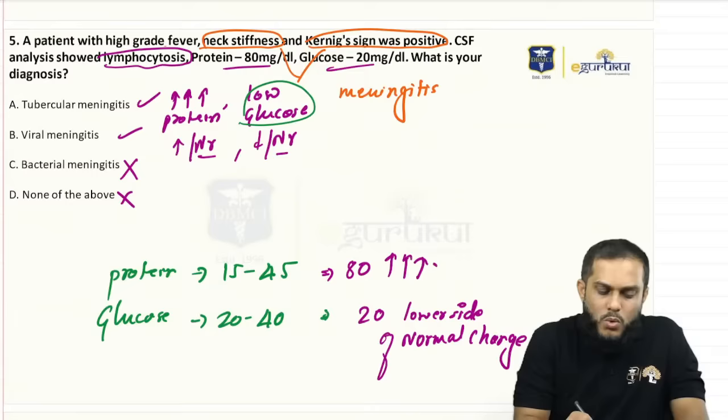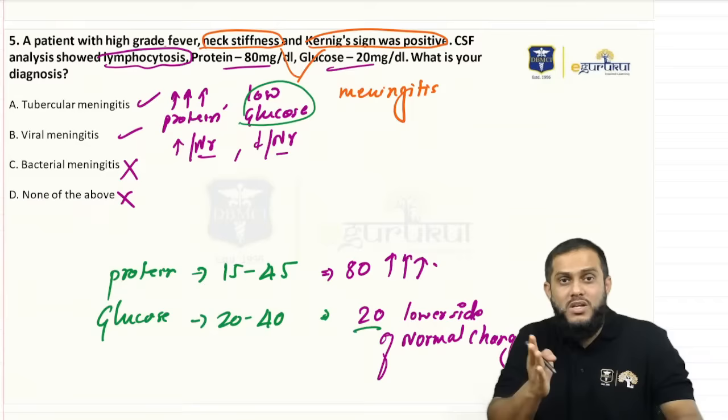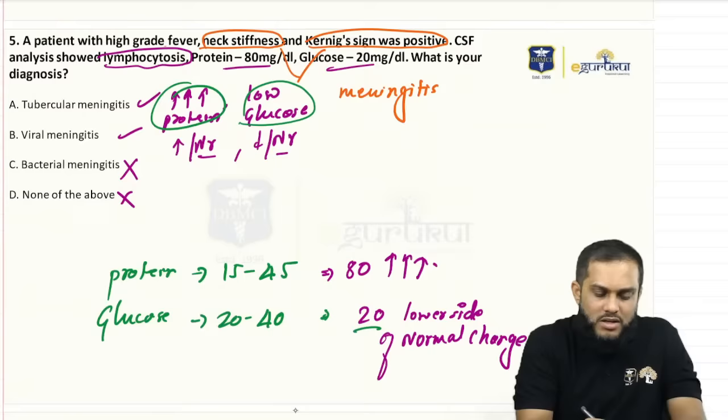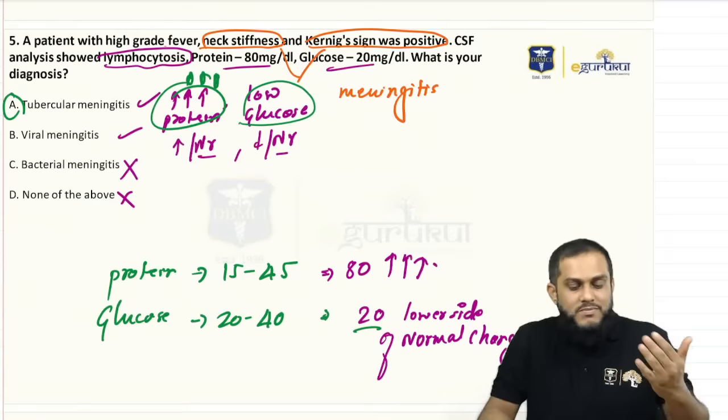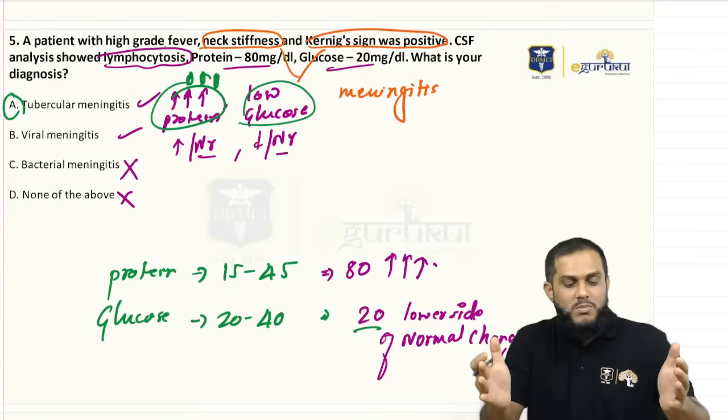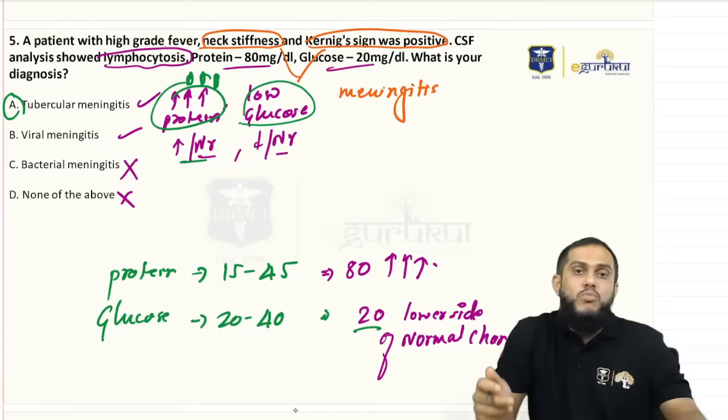But if you say 20, it is towards normal only, the lower side of normal. Even if you consider viral, it can't be viral because of highly elevated protein, that you can see only in tubercular meningitis. Okay, it was glucose 20 only. Okay, fine, thank you. Even if you consider glucose is normal, not lower side, then also the answer is tubercular because of highly elevated protein, that you never see in viral. In viral, slightly elevated or normal protein. So that's why the answer is more towards tubercular meningitis, option A.